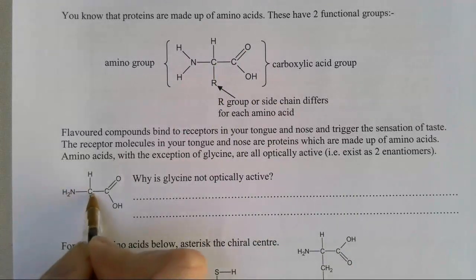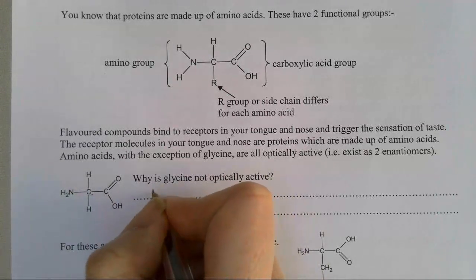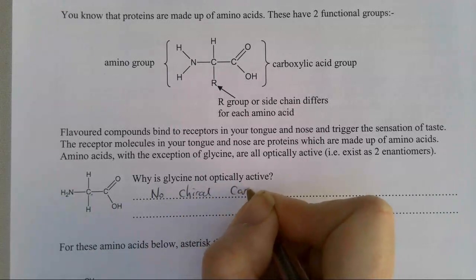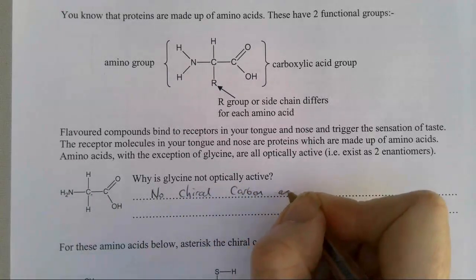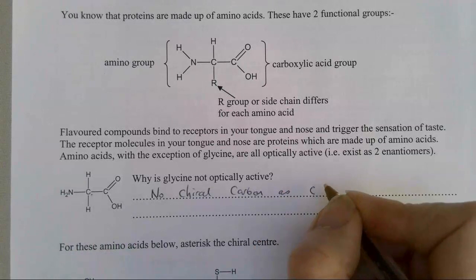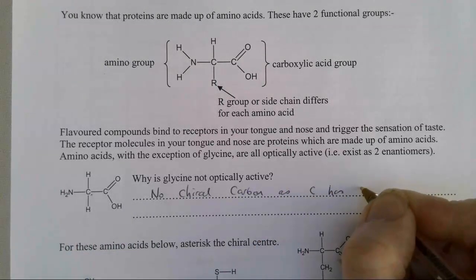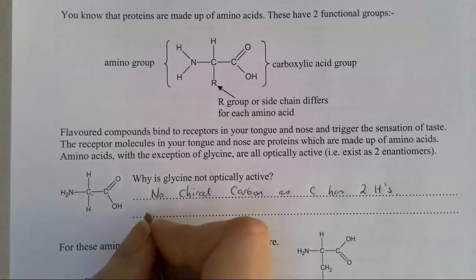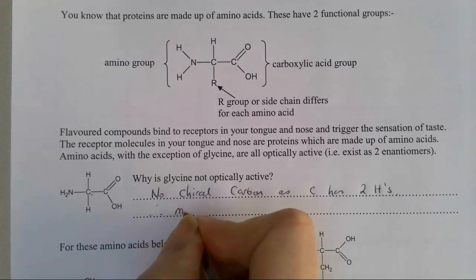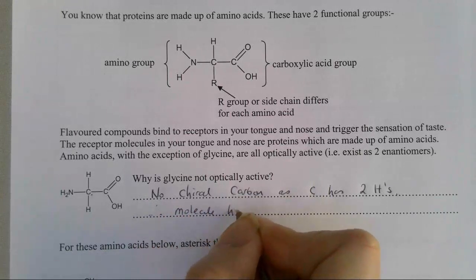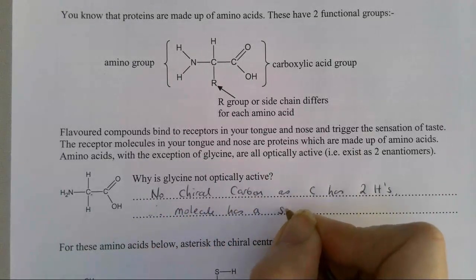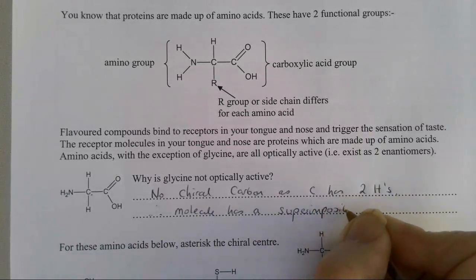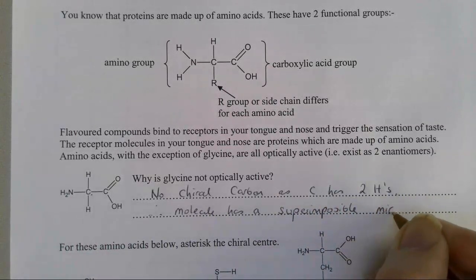However, in this case, we've got no chiral carbon, as my alpha carbon has 2 hydrogens. So there's no chiral carbon, therefore the molecule has a superimposable mirror image.